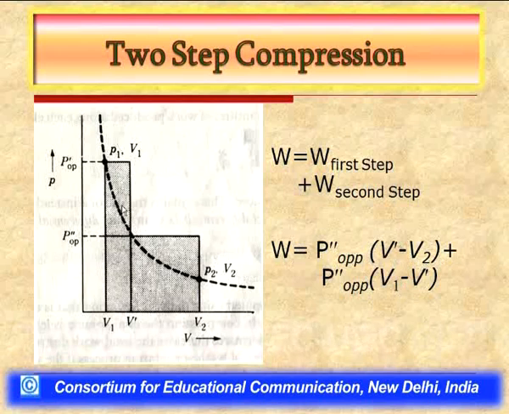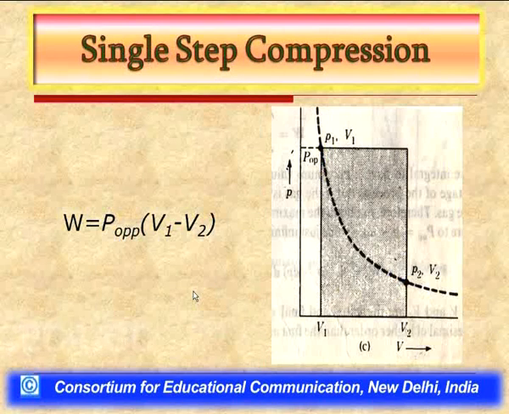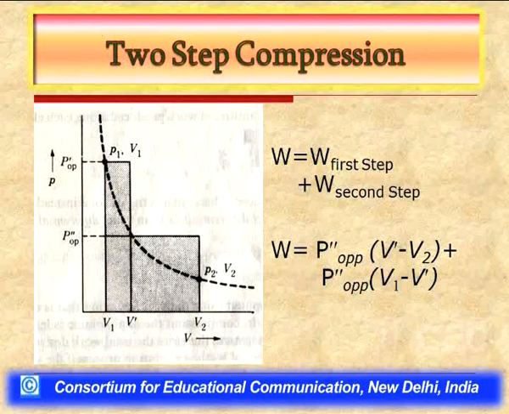So, all we can say is that if you compare the shaded area of the two-step compression process with that of the one-step compression process, you will see the work involved in the two-step compression process is lesser than the work which was involved in the one-step compression process.